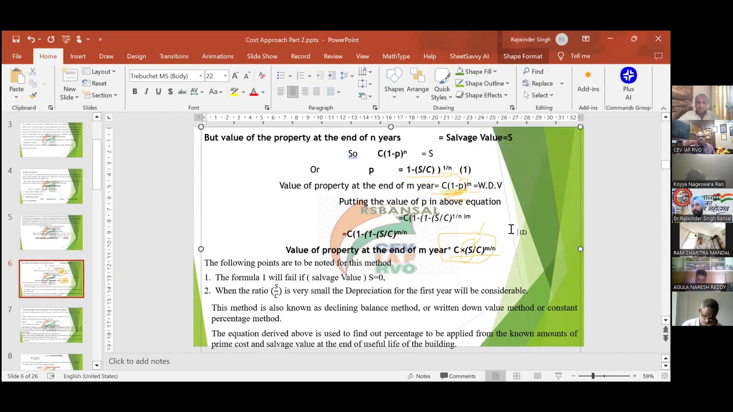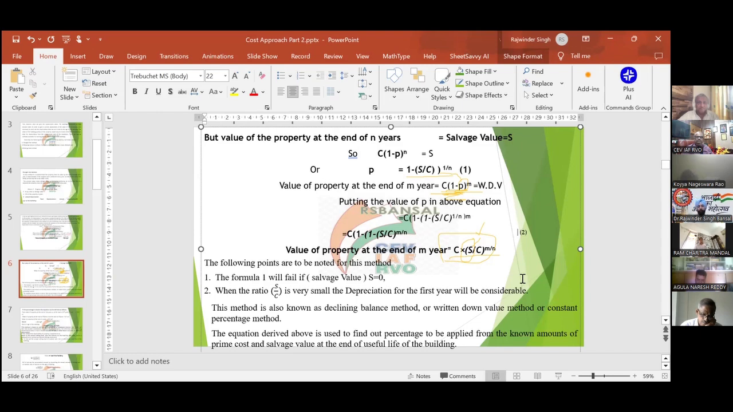So another thing you can do is, you can put the value of P in the formula. You know the value of P: 1 minus (S upon C) raised to power 1 upon N. You can put the value of P in this formula. So if you put the value of P in this formula, you will get the value at the end of m years, that will be equal to C into (S upon C) raised to power m upon N.